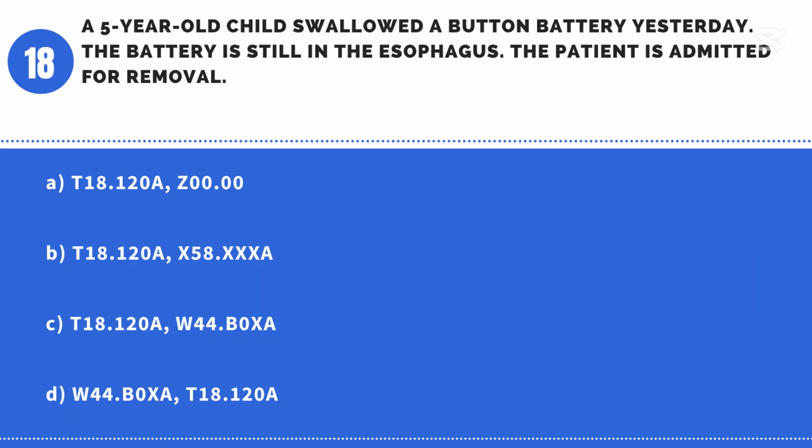Question 18. A 5-year-old child swallowed a button battery yesterday. The battery is still in the esophagus. The patient is admitted for removal. A. T18.120A, Z00.00. B. T18.120A, X58.XXXA. C. T18.120A, W44.B0XA. D. W44.B0XA, T18.120A.